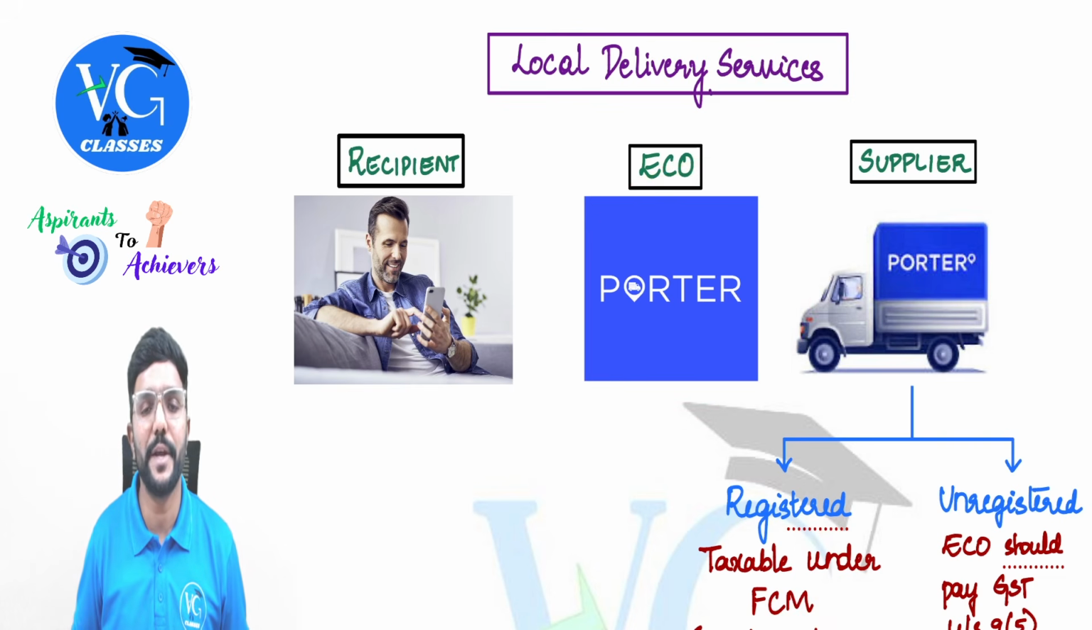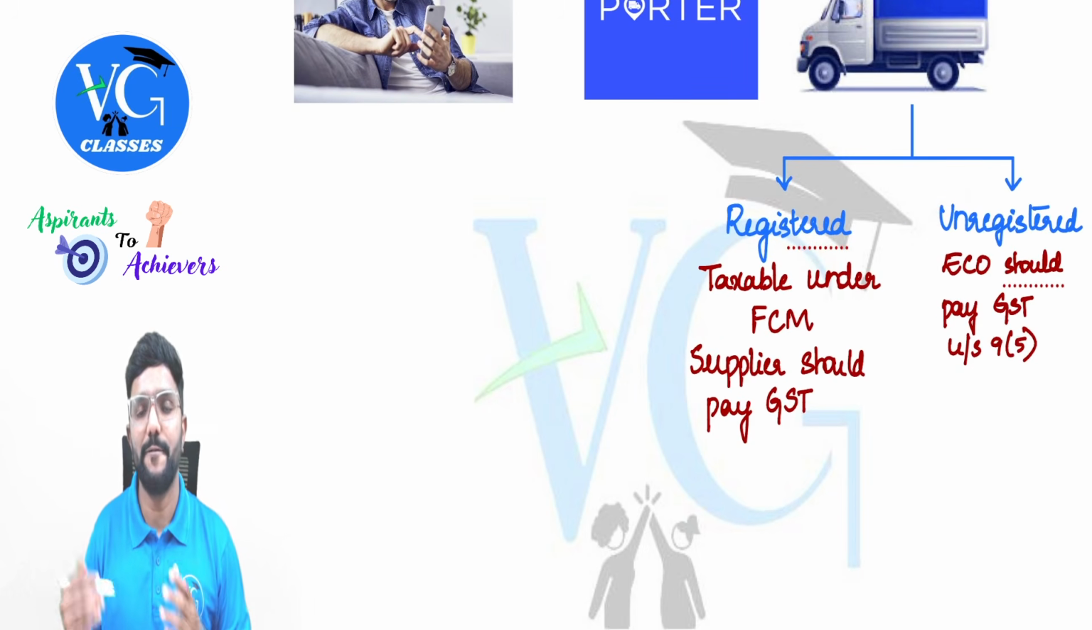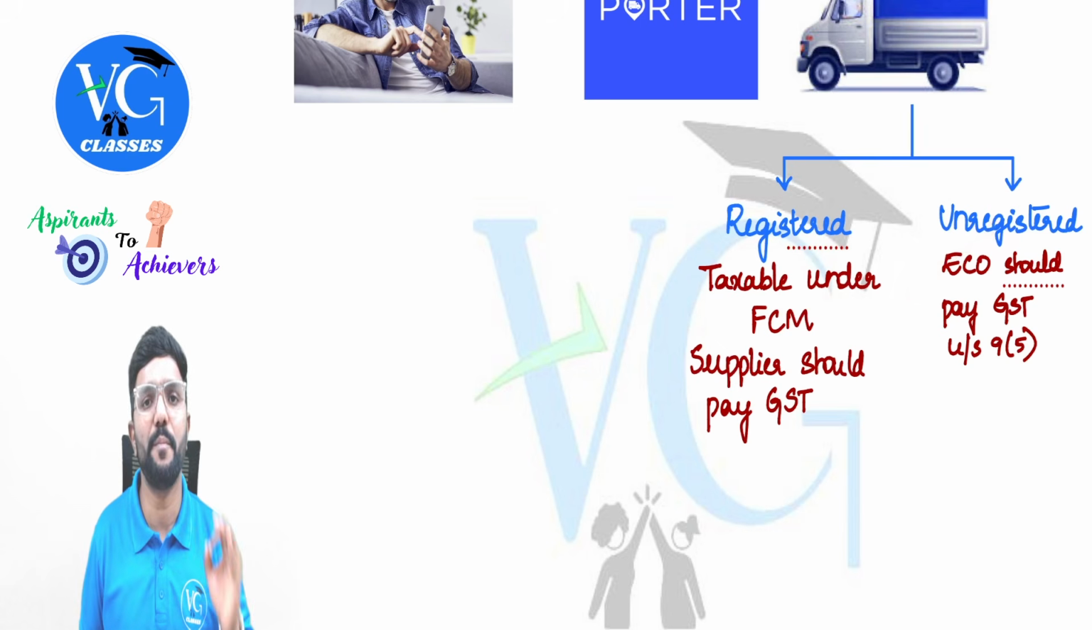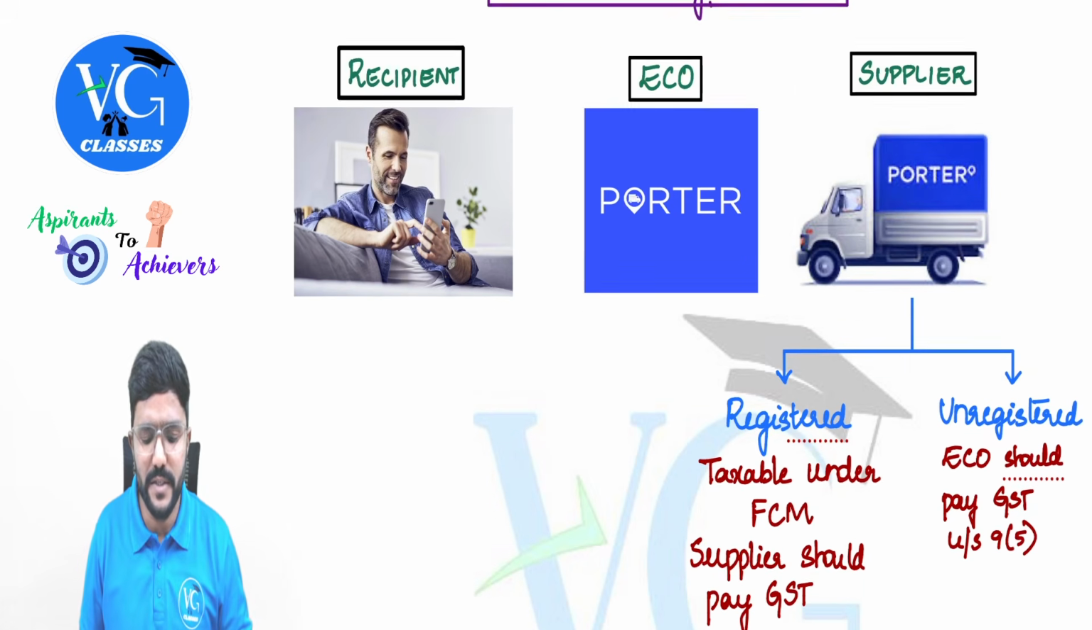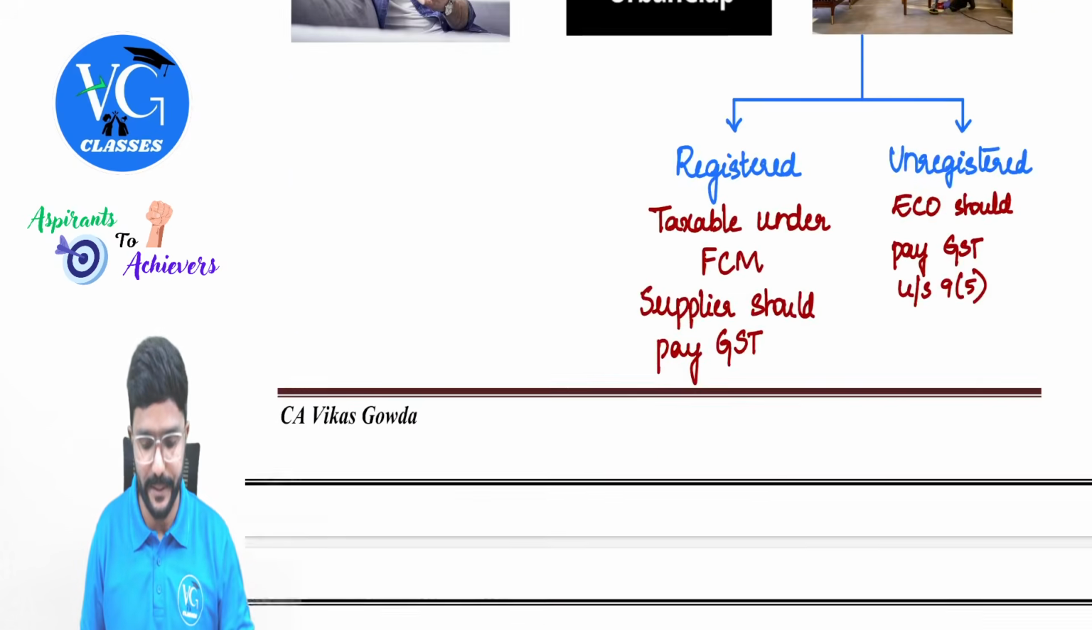Being an electronic commerce operator, you pay GST. I have given it here, you can see. If the supplier is unregistered, meaning whose aggregate turnover is less than the threshold limit as per section 22 subsection 1, then the e-commerce operator should pay GST as per section 9 subsection 5, guys. Is that clear? So these provisions are very similar to accommodation and housekeeping, which we already learned.